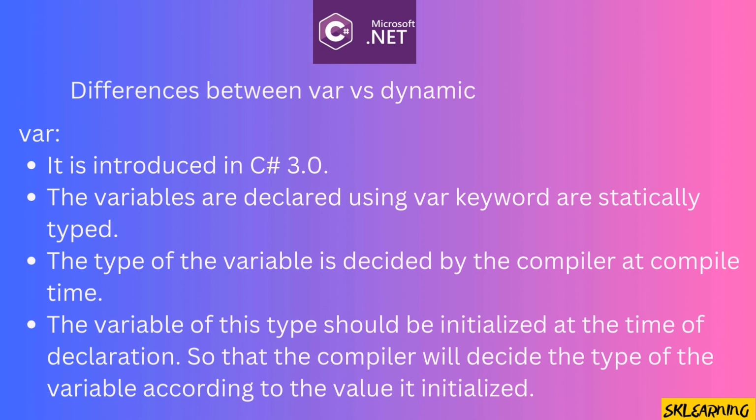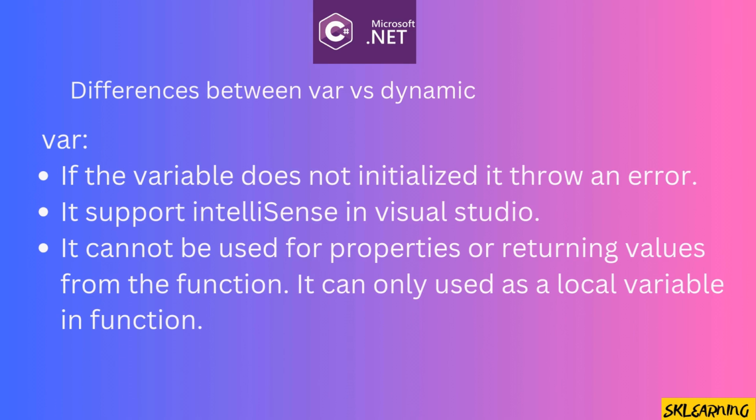The variable of this type should be initialized at the time of declaration, so that the compiler will decide the type of the variable according to the value it is initialized with. If the variable is not initialized, it throws an error. It supports IntelliSense in Visual Studio. It cannot be used for properties or returning values from a function. It can only be used as a local variable in a function.